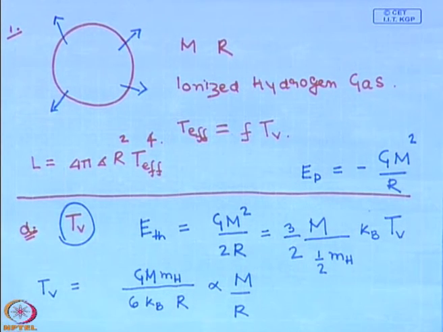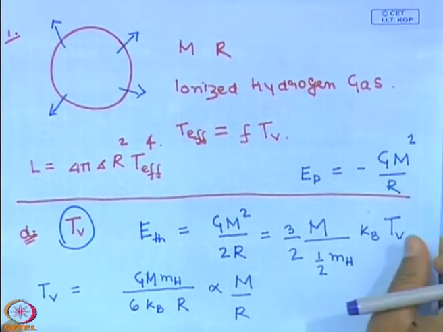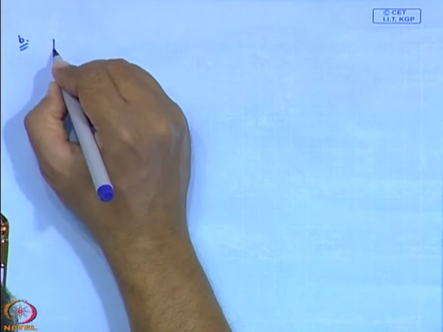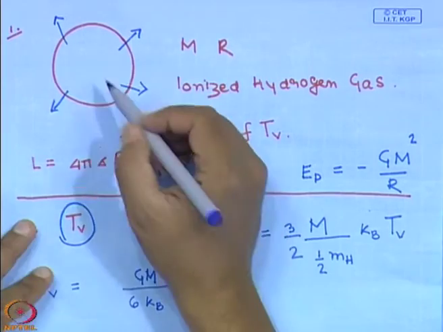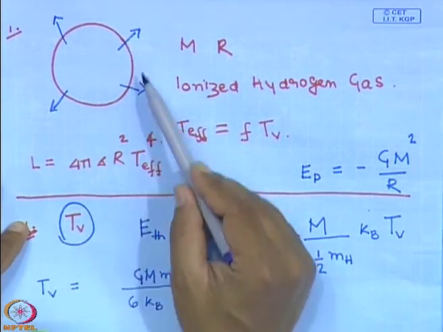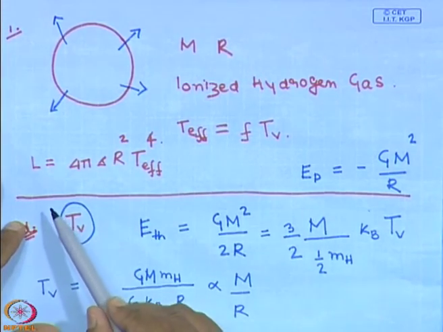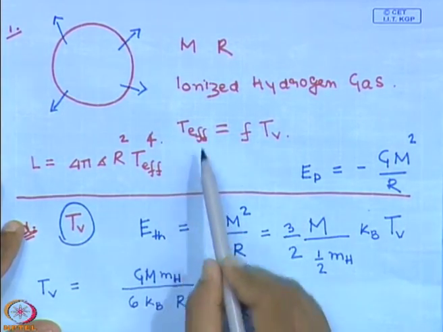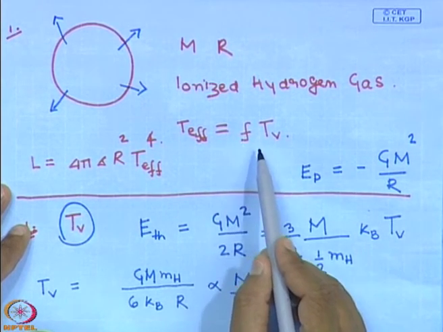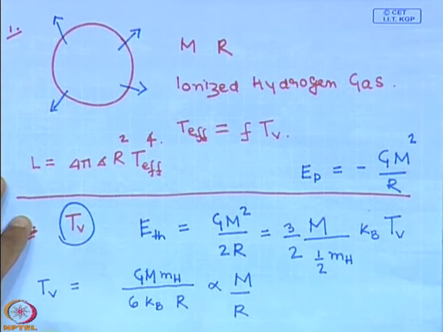So, that is the first part. The second part, we would like to calculate the luminosity of this object. And I have told you that we are assuming that this object emits from its surface as if it were a black body of this effective temperature, which is some unknown fraction f of its virial temperature. Okay.